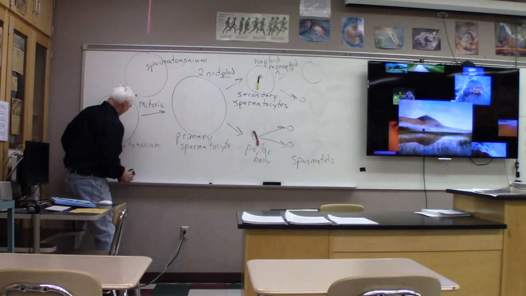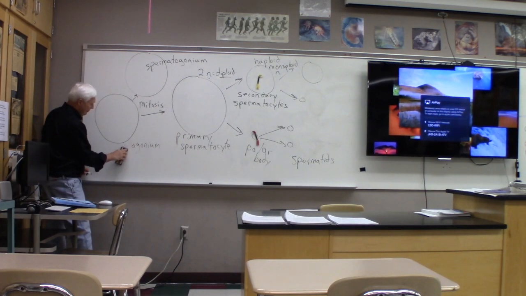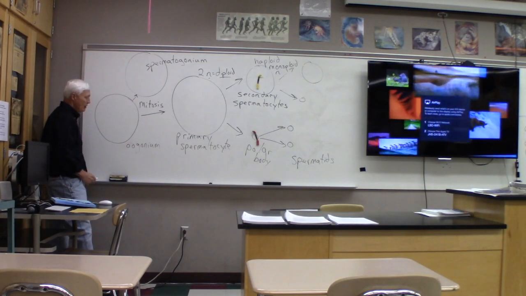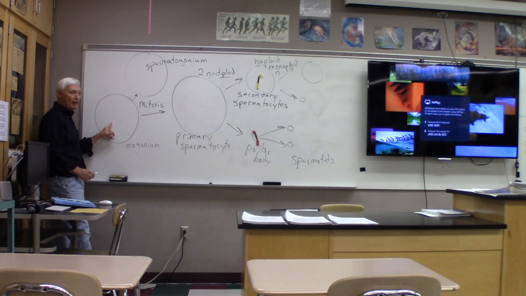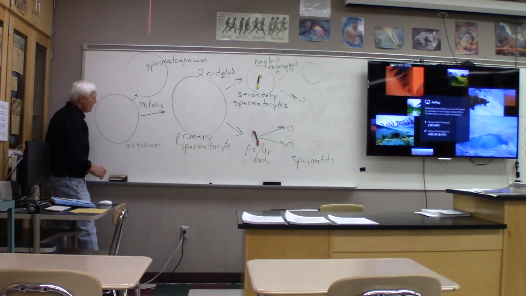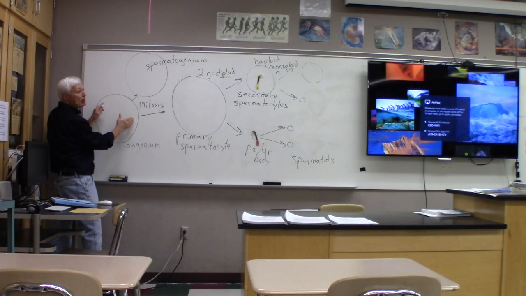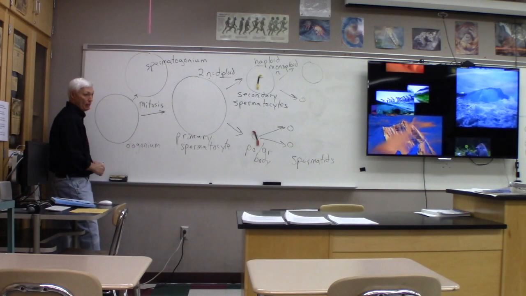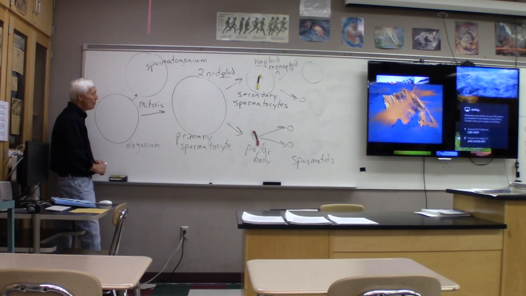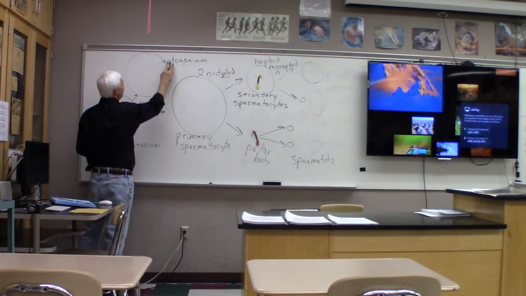I'm going to erase spermat and put another O in the front of this word. This cell's called an oogonium. So you can go ahead and draw this now, and then label this first cell, this special cell in the ovary, oogonium. All right? That's the oogonium.